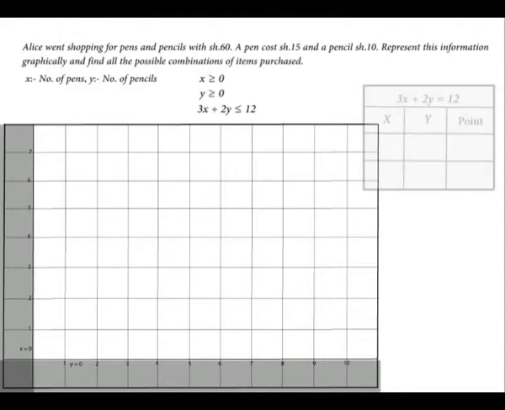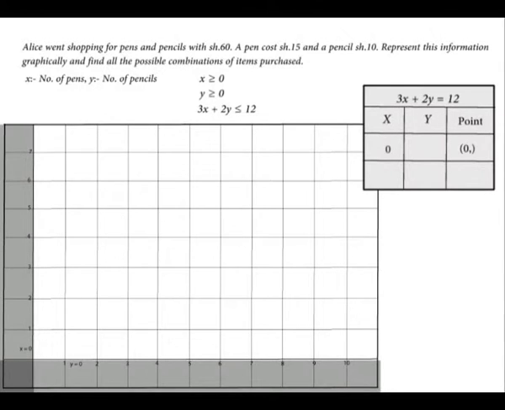The next line, 3x plus 2y is equal to 12. We get 2 points. When x is 0, y will be 6. So the first point is (0, 6). When y is 0, x will be 4. So the other point is (4, 0). The line is continuous as well. But which side do we shade? We take any point and test if it satisfies the inequality.